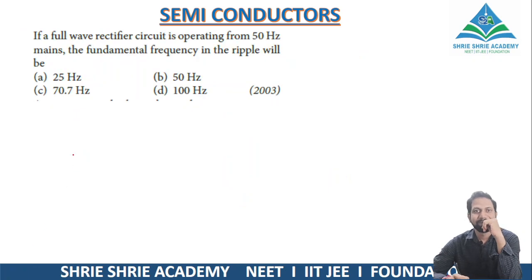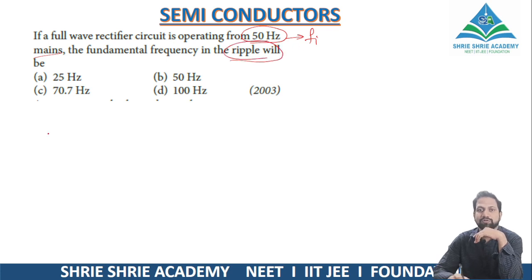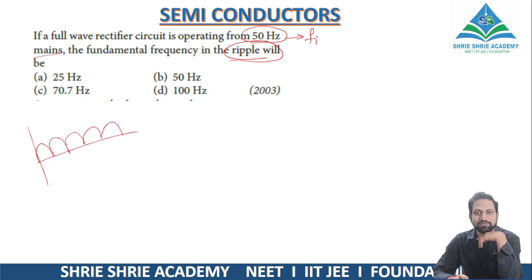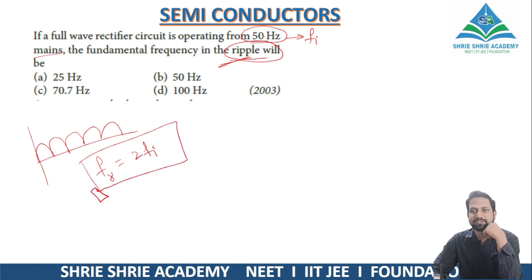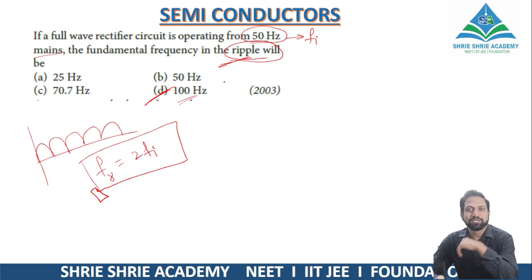Next, if a full wave rectifier circuit is operating from 50 hertz mains, this input frequency is 50 hertz, and they are asking what the ripple frequency will be. What is ripple here? The ripple is nothing but the frequency terms in the output of the full wave rectifier. The ripple has frequency. The frequency of ripple is 2 times the frequency of input. Remember this. So the input frequency is 50, then the output frequency will be 100 hertz. I hope you got it.